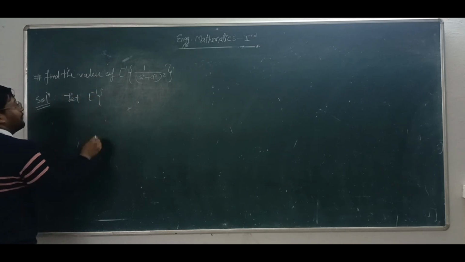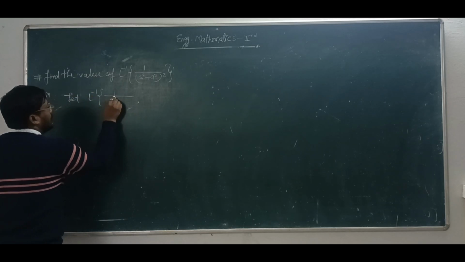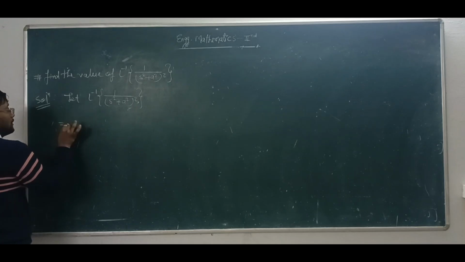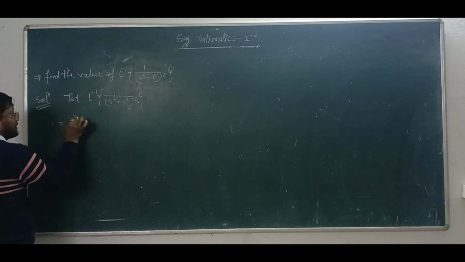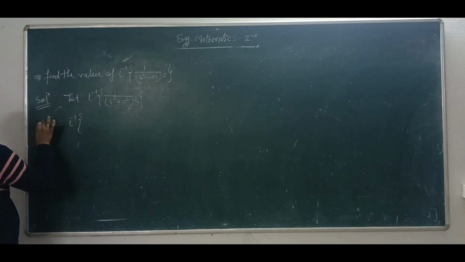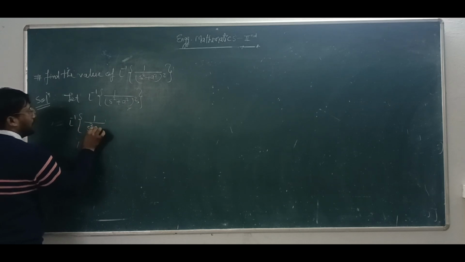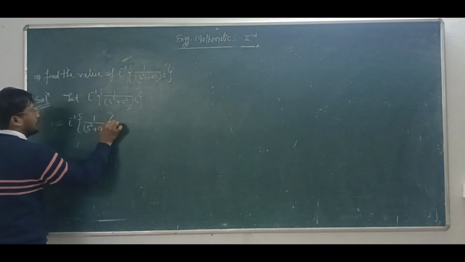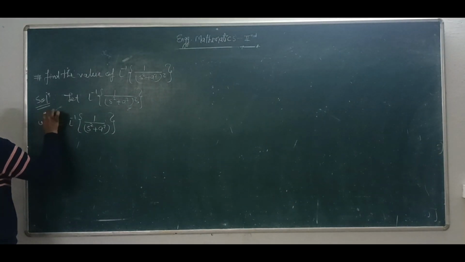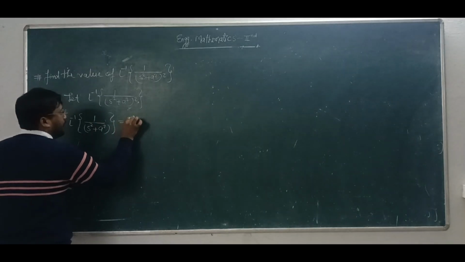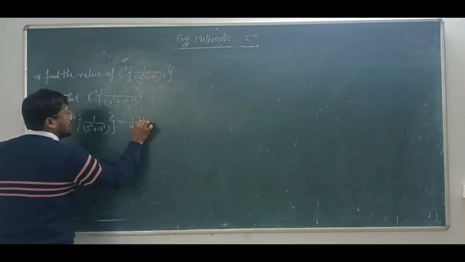inverse transformation of 1 upon (s square plus a square) to the power 2 is equal to, breaking this function, inverse function of 1 upon (s square plus a square). We have 1 upon a sin at.